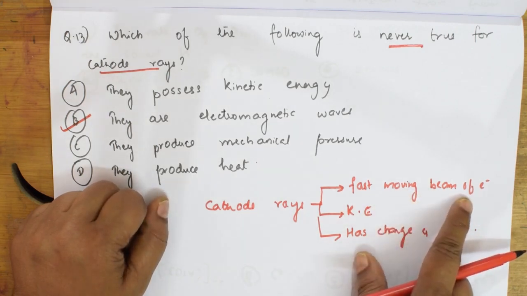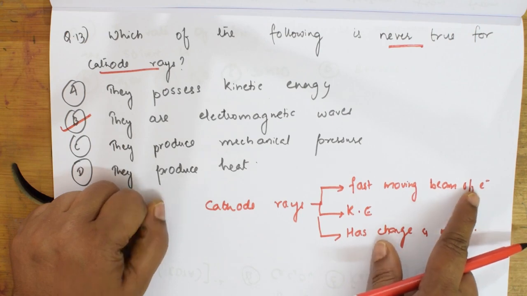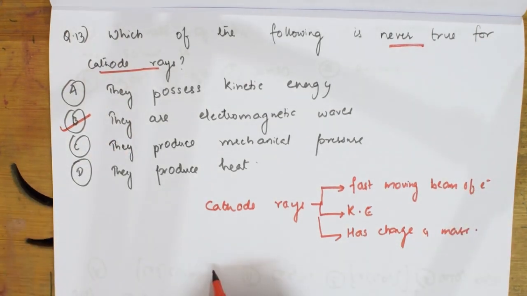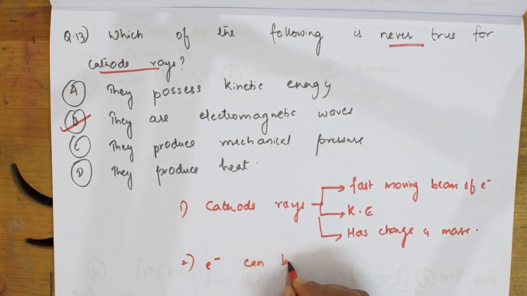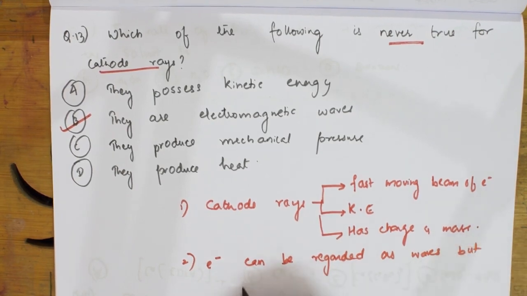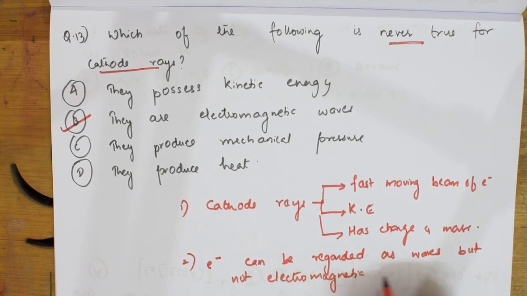So when I say electrons, like all matter, electrons can be regarded as waves, but not as electromagnetic waves.